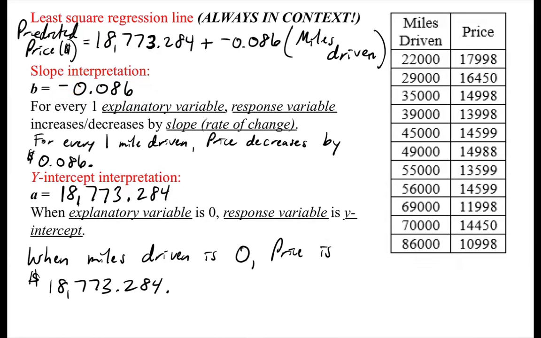And then the y-intercept was 18,773.284. The y-intercept is when x is 0. So when miles driven is 0, brand new, that's how much we predict. Is that how much the actual new car is? I don't know. It's a prediction based on the data points. Then we put an equation together. So today we're going to use that equation to predict price based on miles driven.